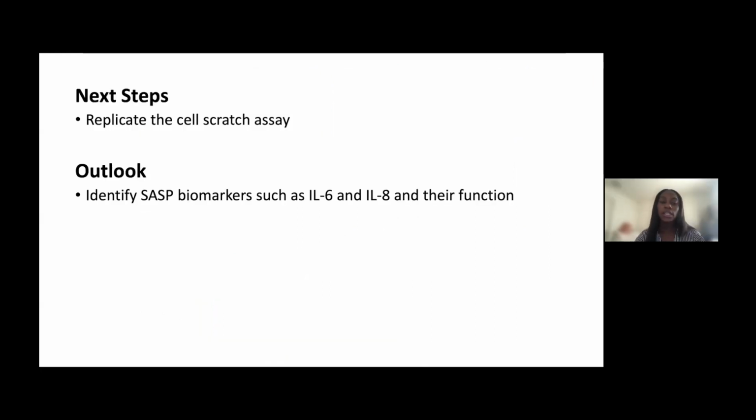So once again, the next step would be to replicate this scratch assay, and the outlook for what I think should possibly be done next is we should identify the SASP biomarkers such as IL-6 and IL-8 and their function. Because SASP can have both positive and negative effects, I think it's very important to look at these specific biomarkers and see if they cause reactions that are positive or negative.